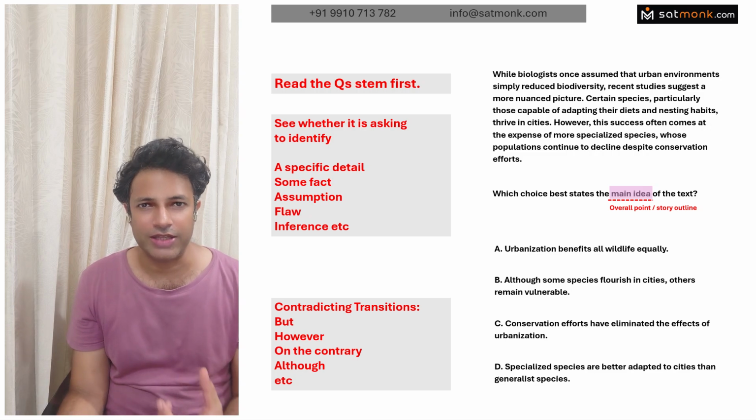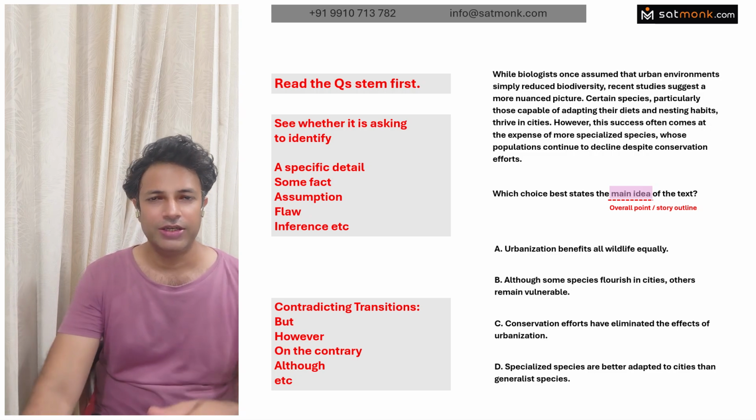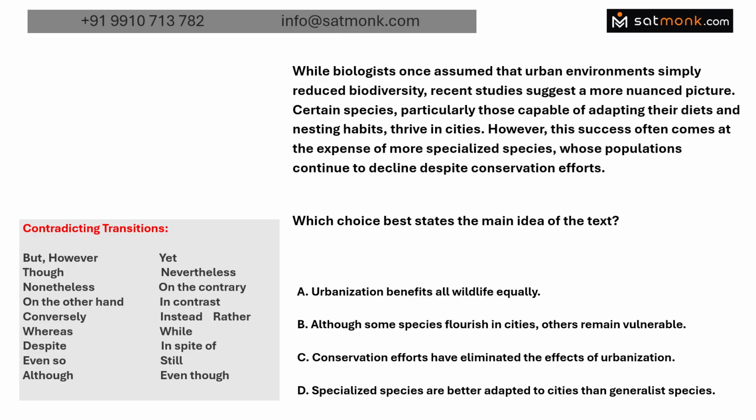Let's try to understand this using an example. You can see a passage on your screen. As I told you, don't go through the passage initially. First, take a look at the question stem. What is the question stem saying? Which choice best states the main idea of the text? So we have to find out the main idea. What is the author really saying? I'm not looking out for tiny details. Rather, I'm looking out for the author's overall point.